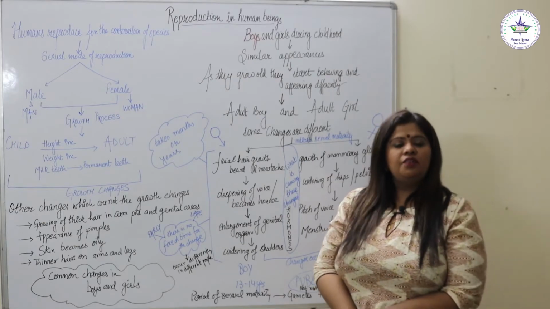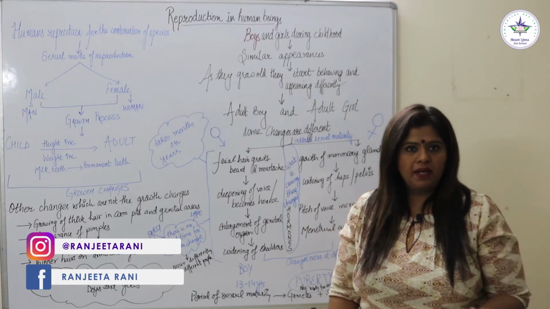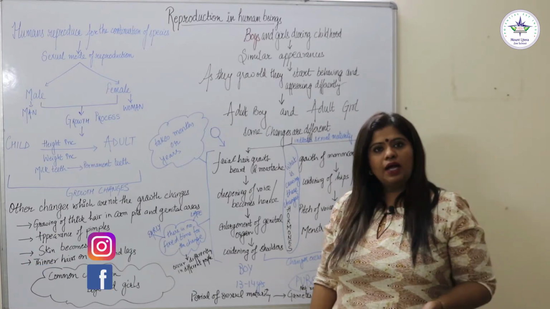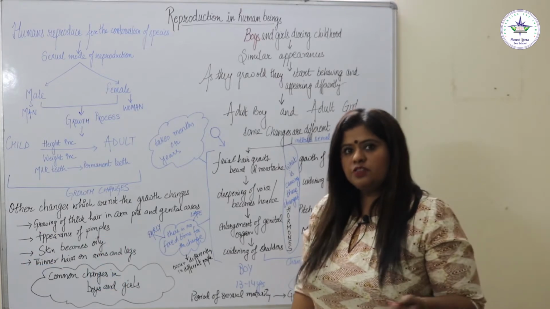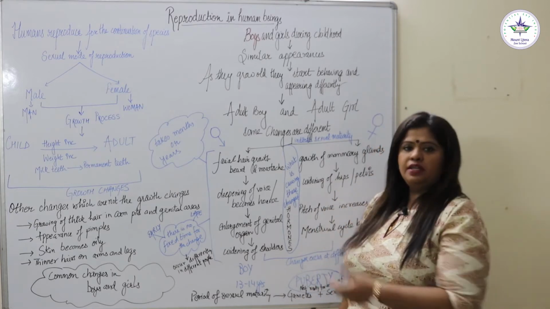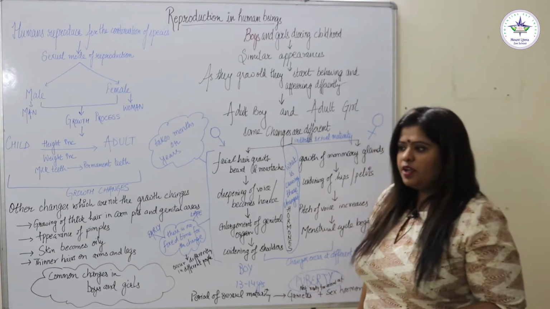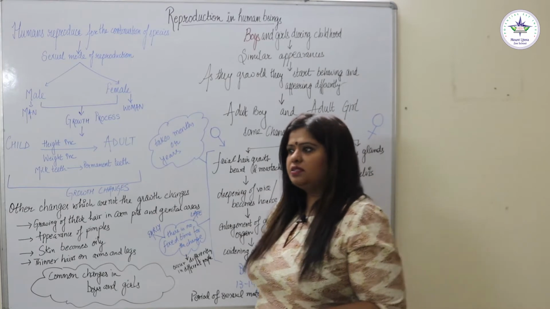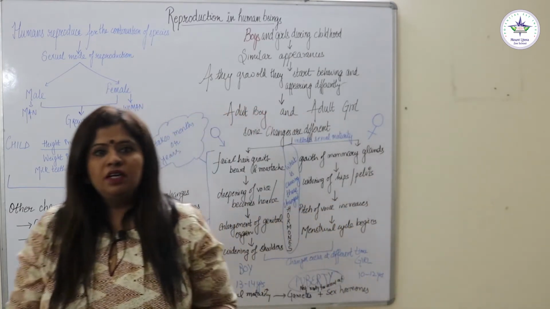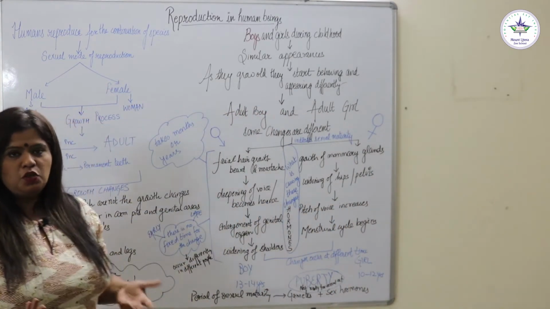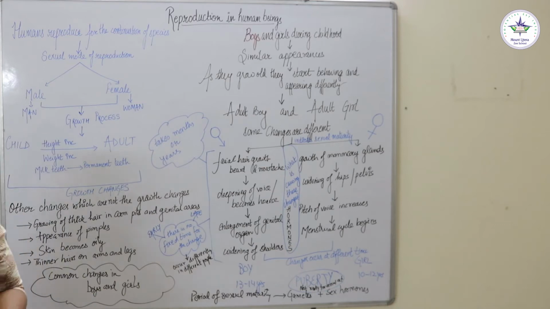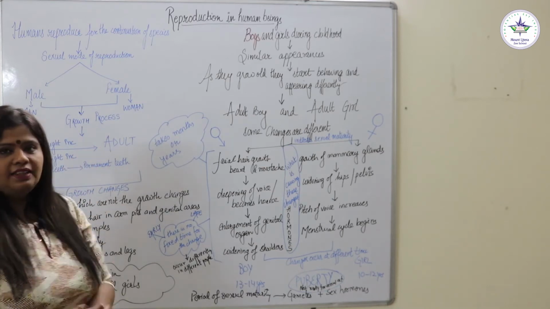Hello students, so now we have come to the last topic of the chapter, how do organisms reproduce, and this last topic is reproduction in human beings. So human beings, like all other animals, also reproduce to perpetuate the species, so as to continue the species and to increase the number.